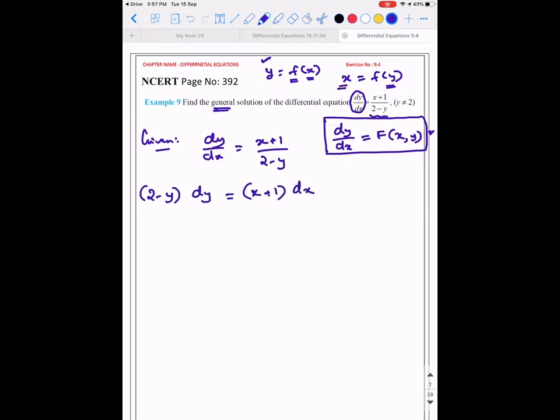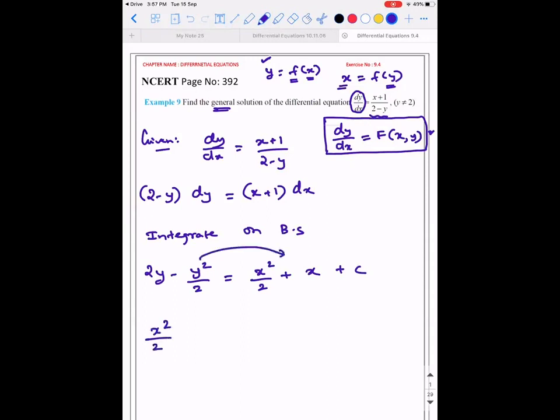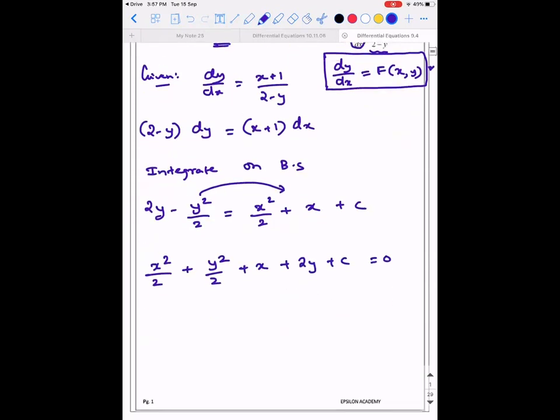Accepted? So what we need to do is integrate on both sides. When you integrate on both sides, you get 2y minus y square by 2 is equal to x square by 2 plus x plus c. I hope it is clear. So bringing y square by 2 to the other side, it becomes x square by 2 plus y square by 2 plus x plus 2y plus c is equal to 0. Multiplying with 2 on both sides, you get x square plus y square plus 2x plus 4y plus 2c is equal to 0.